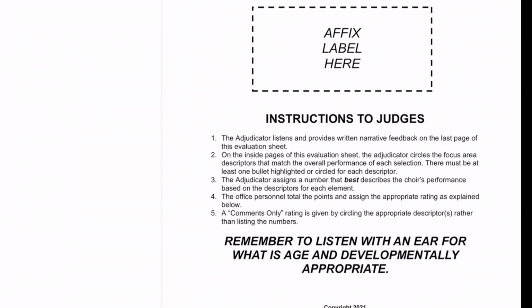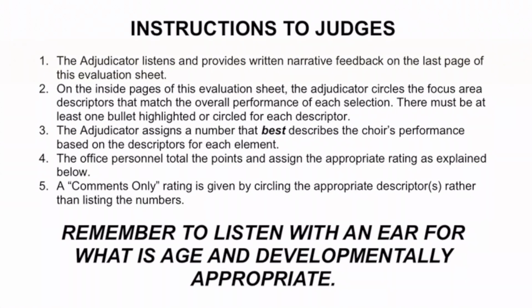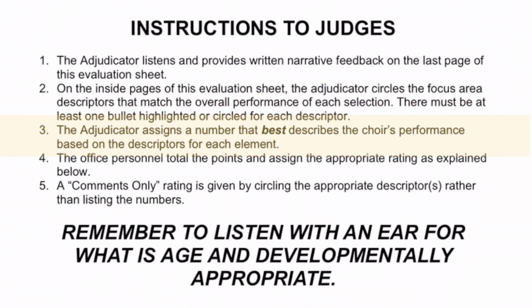Upon receiving the rubric, you will notice the four-sided layout. The adjudicator listens and provides written feedback on the last page. On the inner pages, the adjudicator circles the bulleted items that match the overall performance. There must be at least one bullet circled for each descriptor. The adjudicator assigns a number that best describes the choir's performance based on the descriptors for each element.